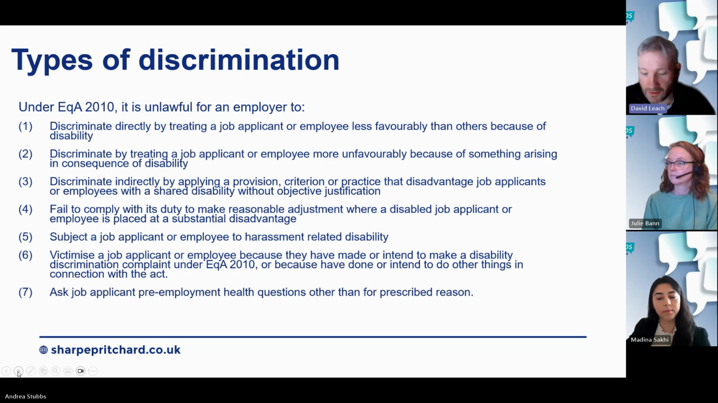Now, one of the things to look at here is that there are elements where you can positively discriminate in favor of someone, and that, for example, is putting things in place for a disabled employee to make it easier for them. That is positive discrimination, treating them more favorably than a non-disabled person. That is allowed when it comes to a disabled person.